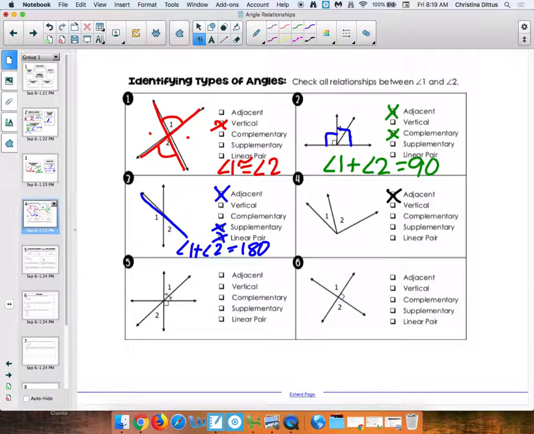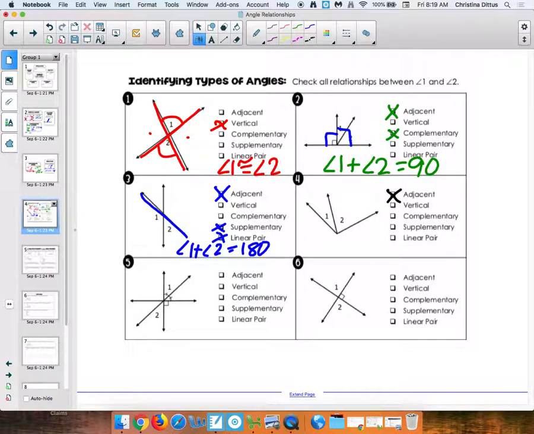Are they supplementary? No. Are they linear pair? Nope. The only thing I can say is that they're adjacent, which, like I said earlier, literally tells us almost nothing. I can't say they add up to anything. I can't say that they're equal. Literally can't say anything about them, except the fact they're next to each other.